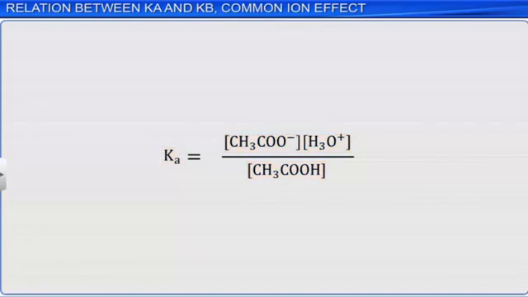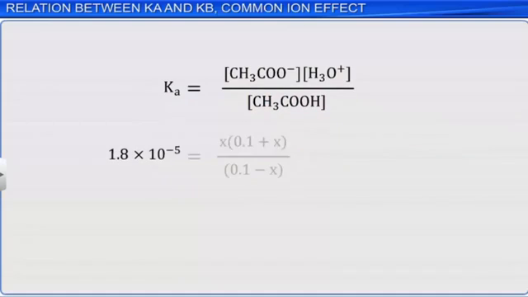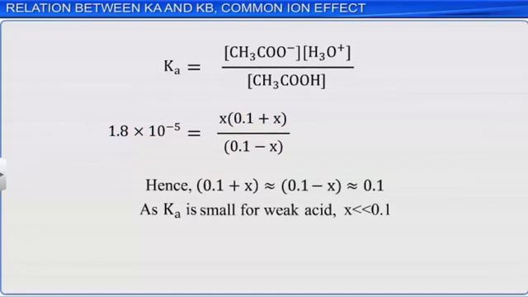Substituting the value of Ka and of the equilibrium concentrations of acetate, hydronium ions and acetic acid, we get 1.8 multiplied by 10 to the power of minus 5 is equal to X multiplied by 0.1 plus X divided by 0.1 minus X. As the acid dissociation constant Ka is small for a weak acid, the extent of ionization X can be assumed to be very much smaller than 0.1 mole. Hence, you can assume that 0.1 plus X is nearly equal to 0.1 minus X, which is nearly equal to 0.1.